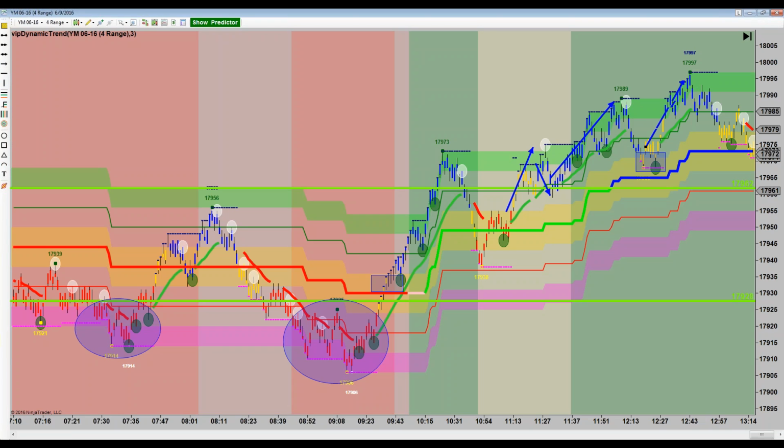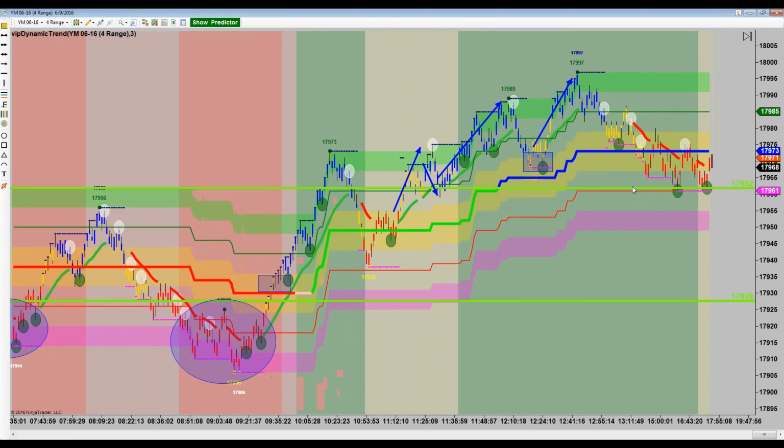Look what happens at the end of the day. Look at where it is right now. Just sitting right here. Not even probably 10 ticks above that line that we put in there in the pre-market session. Adam, I don't think I'd be loading the boat.